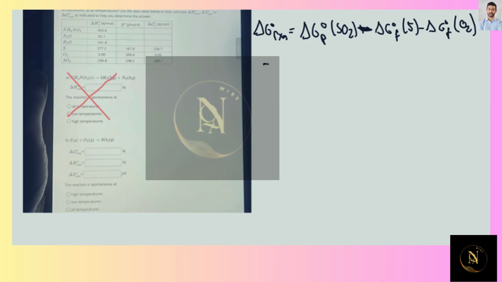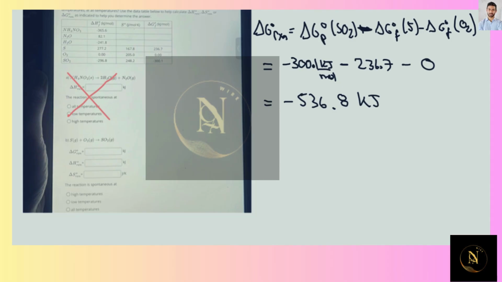as a gas. Replacing the values, the delta G of formation of SO2 is equal to minus 300.1 kilojoules per mole, minus delta G for sulfur. In this case, it's going to be 236.7. And in the case of oxygen it's going to be a nice zero. So the result over here is going to be minus 536.8 kilojoules. So this would be the value that we need to plug in here, minus 536.8 kilojoules.